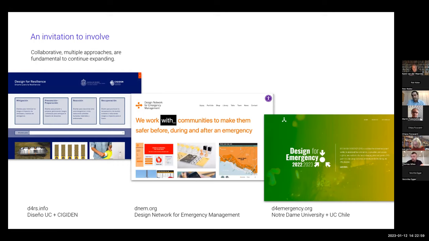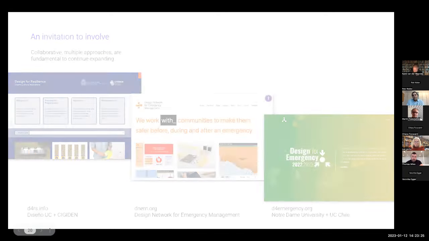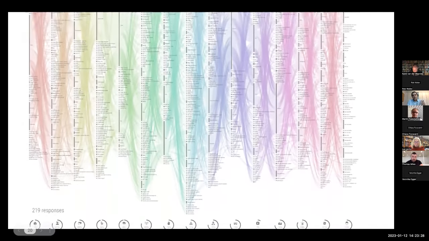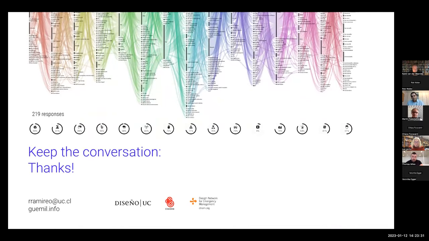And the last project that I want to tell you today is this platform Design for Emergency that we started past year with the faculty members at the Notre Dame University in the US. We are creating a roundtable series during this year to discuss the role of design in general, information design, of course, in the emergency scenario. This is an opportunity to keep the conversation beyond the icons, beyond the testing. Probably we can explore also some collaboration models.